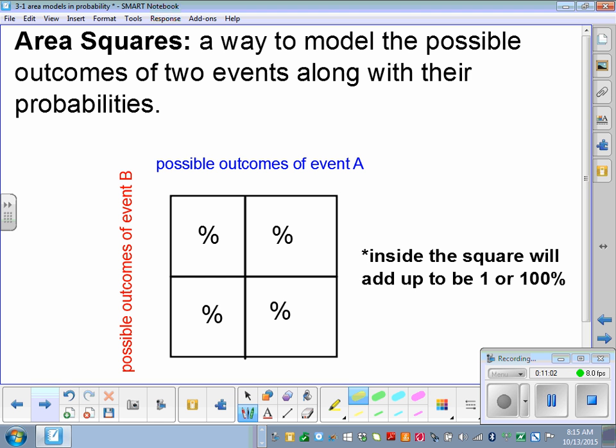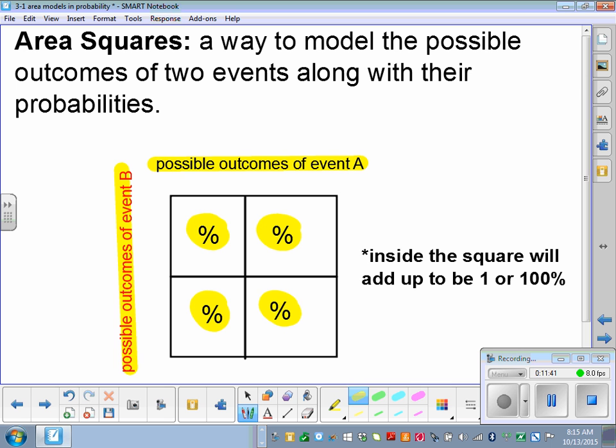Okay, so what you'll do is you'll set up your area square like this. On the top, you'll do the possible outcomes of event A, of one event, and then down the side, you'll do the possible outcomes of event B, or the second event. And then inside, you're going to list the probabilities of where they both are happening. So once again, these will be where your probabilities are. And then it's really easy because they'll start asking you questions like what's the probability of event A and B? And then you can just look at your area square and quickly tell the probabilities.